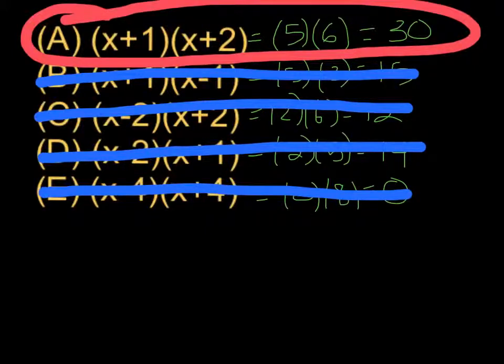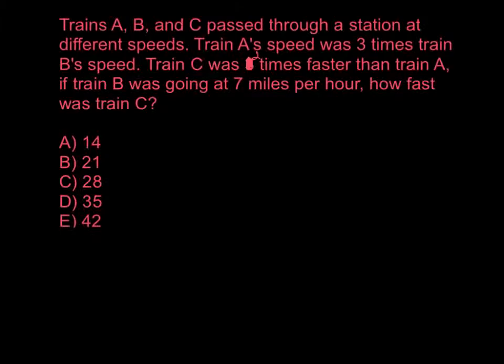So let's go on to our next question. Alright, so here's our next question. Three trains A, B, and C pass through a station at different speeds. Train A's speed was 3 times train B's speed. Train C was 2 times faster than train A. If train B was going at 7 miles per hour, how fast was train C going?